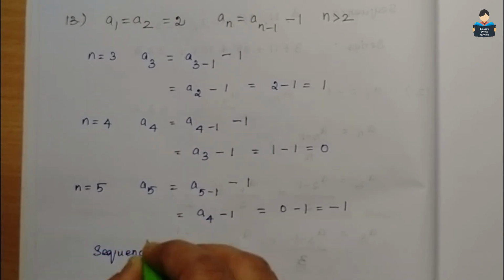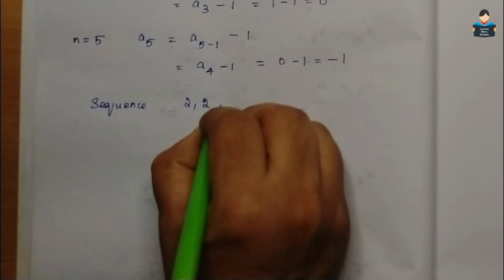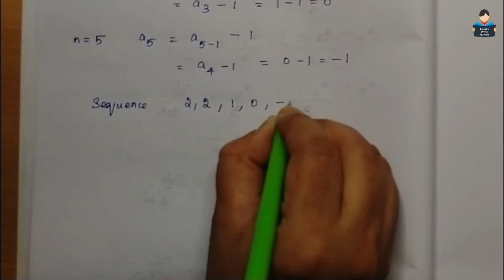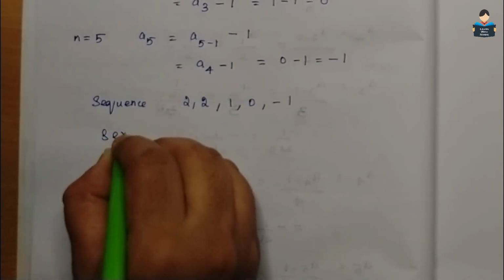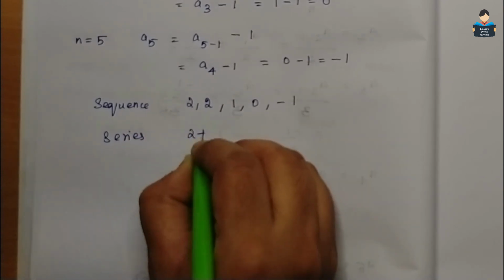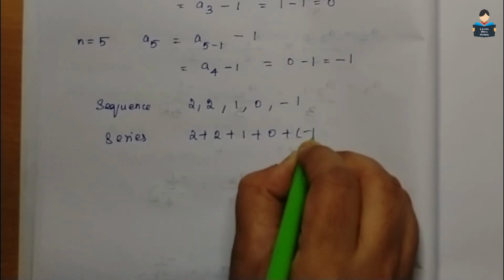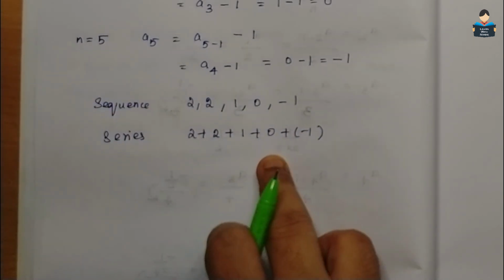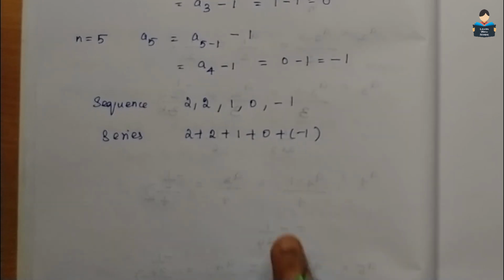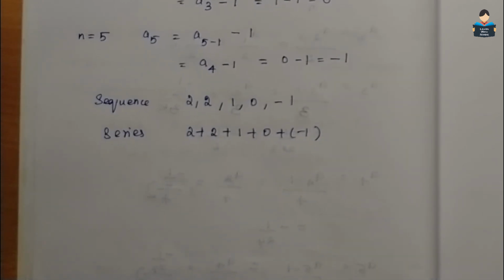So the sequence is 2, 2, 1, 0, -1, and the series is 2 + 2 + 1 + 0 + (-1). So that is the series corresponding to the sequence. But next, we will look at the 14th question.